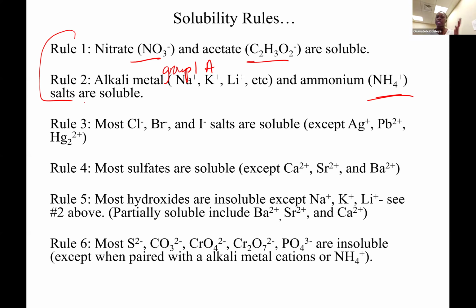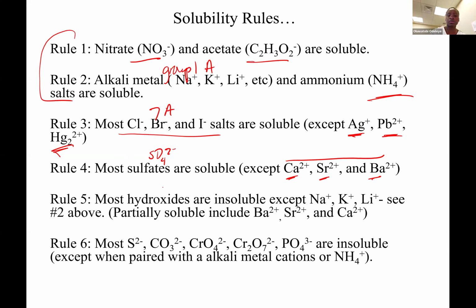The next rules are most, with exceptions, usually going back to rules 1 and 2, and then there are some other exceptions. Most halide salts, group 7A, are going to be soluble with the exception of silver, lead, and mercury. Most sulfates, SO4 2-, will be soluble with the exception of calcium, strontium, and barium. So barium sulfate is not soluble. Calcium sulfate, not soluble. Strontium sulfate, not soluble. Do you see a theme here? They're in group 2A.